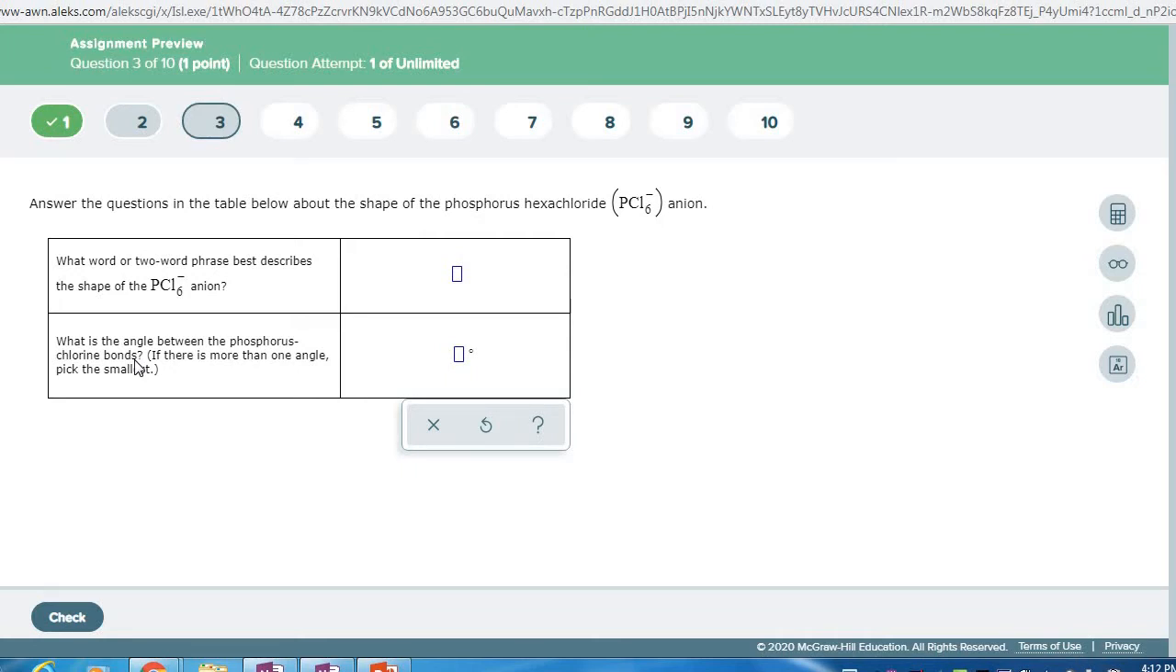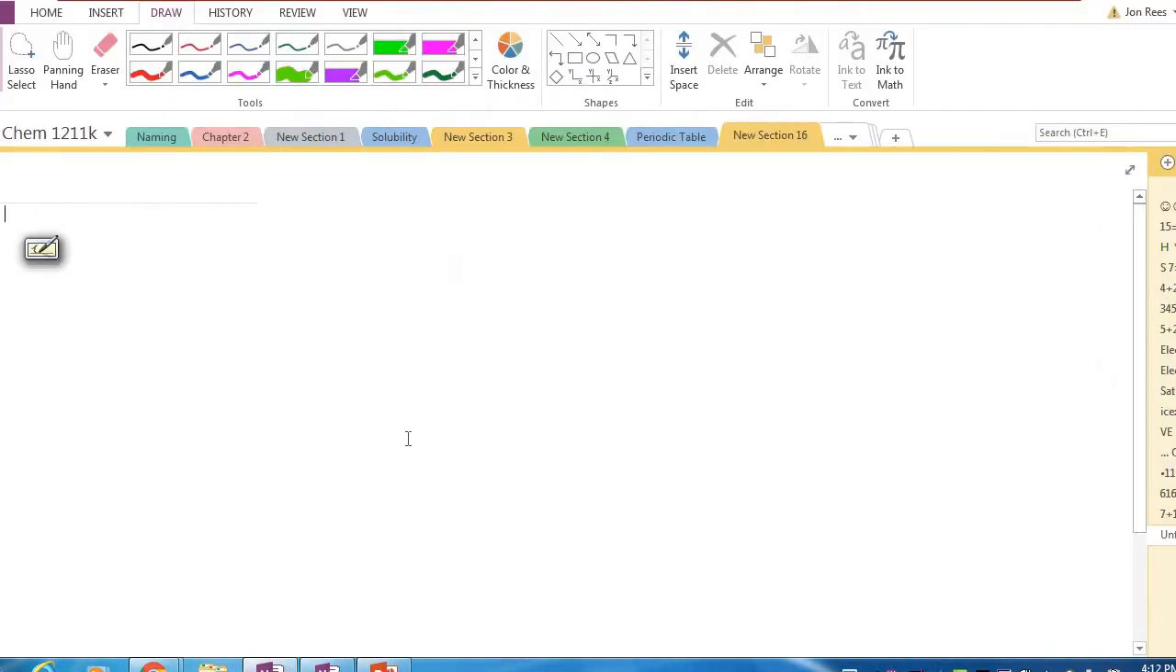Okay, so let's go ahead and do this, and we might have to refer to our notes, but much of this you're going to have memorized. So let's do the PCl6 minus anion. What we're going to have to do is draw the Lewis dot structure, so let's go ahead and do that. We're trying to do the PCl6 minus anion.